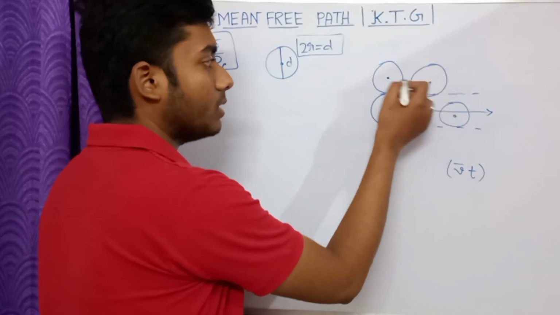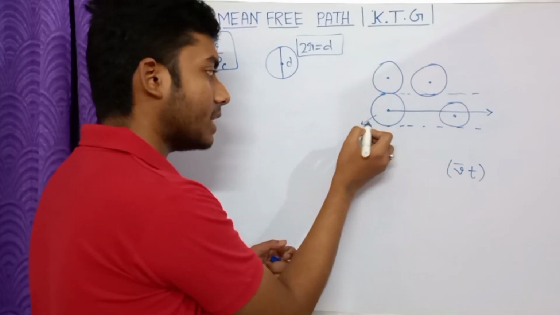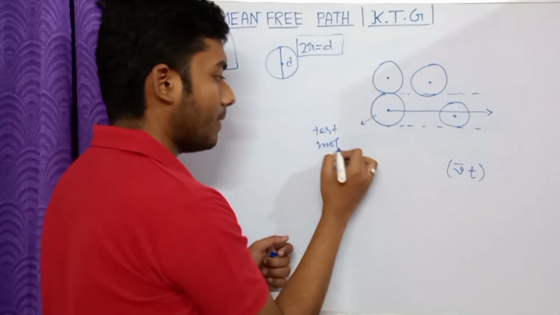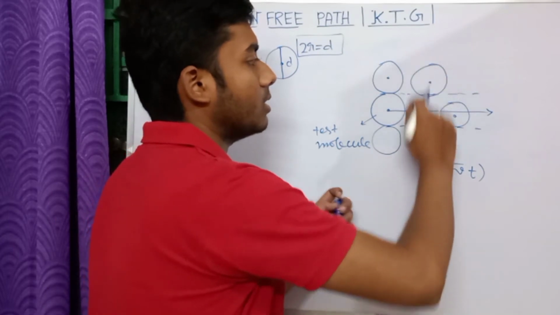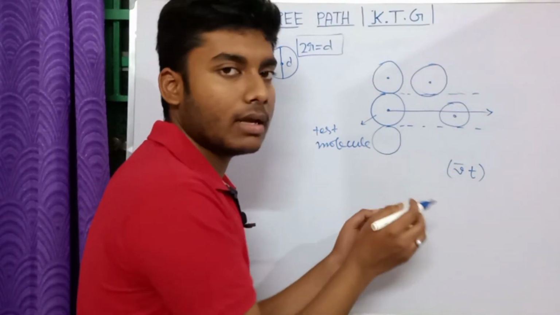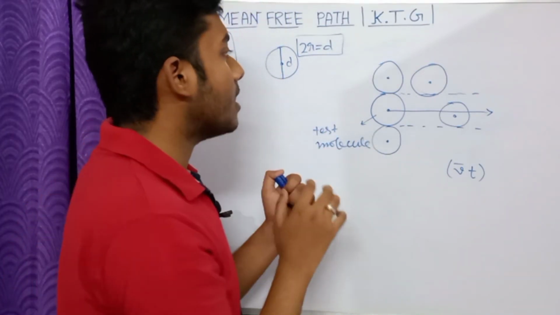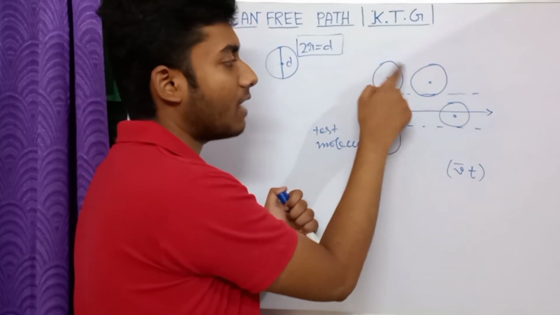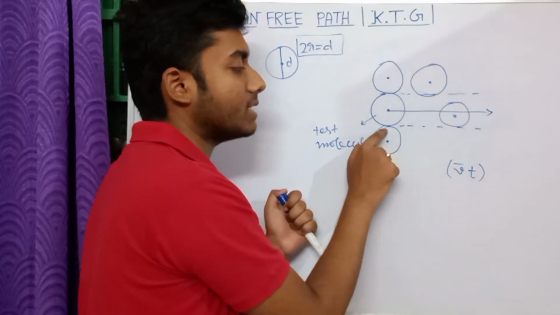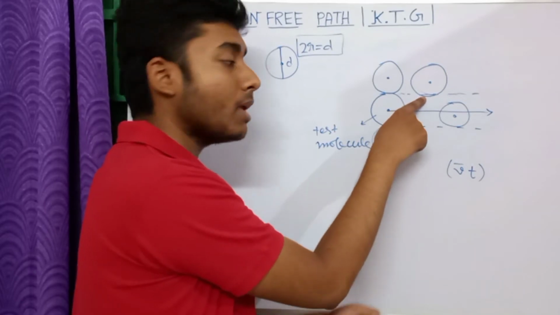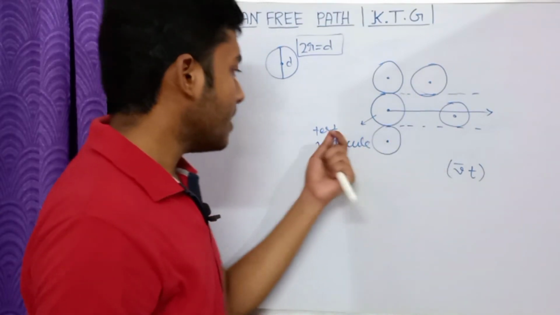So we can say that the center of that frozen molecule is here, and this is our test molecule. On both sides, this side and this side, the case will be the same. So we can say that the surface of the other gas molecule must touch these dashed lines. This is the surface of the other gas molecule, and it must touch this dashed line to have a collision with the test molecule.